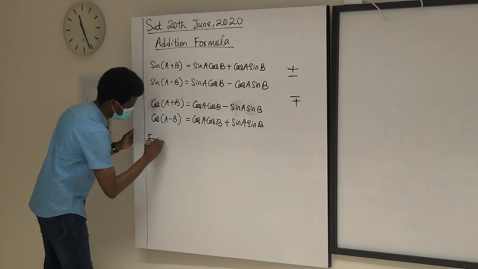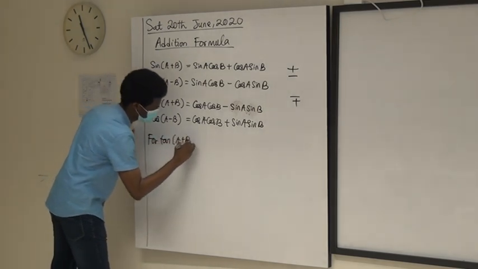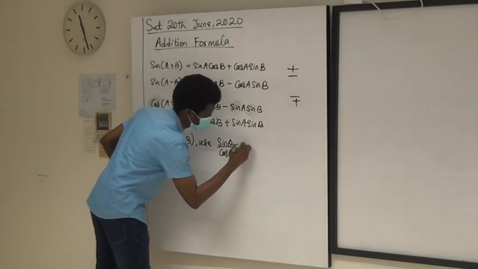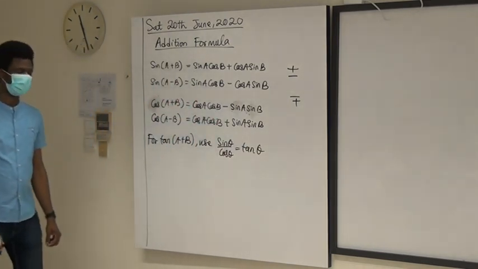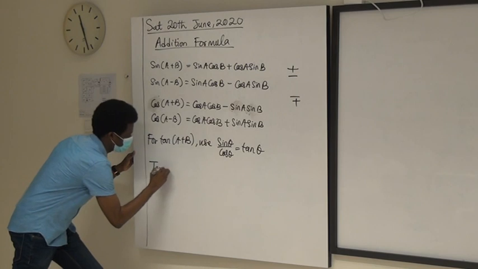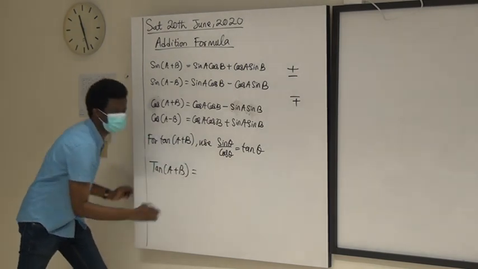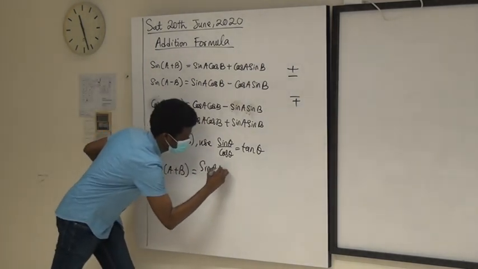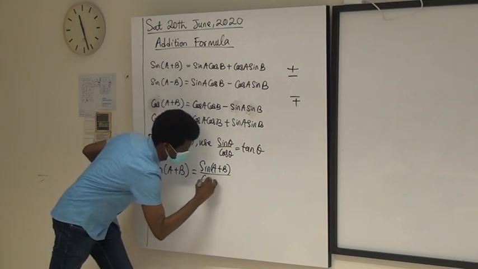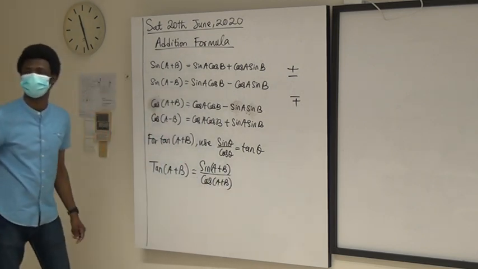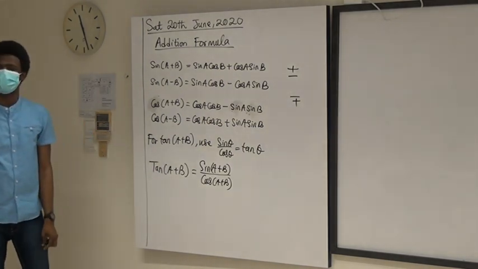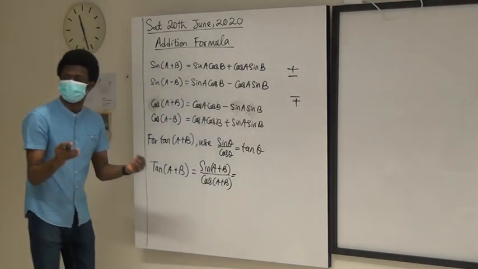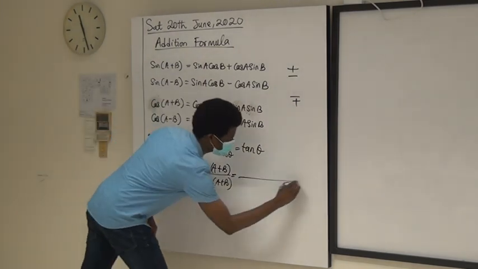So for tangent, for tan A plus B, we use sine theta over cos theta equals tan theta. Do we remember this? Okay. So which means, let's write it together. What will tan A plus B be in this case? Good. Sine A plus B over cos A plus B, right? Okay? So then we try to write what these are based on what we have done so far. Guys, can I ask you to do this with me, please? So what is the numerator?